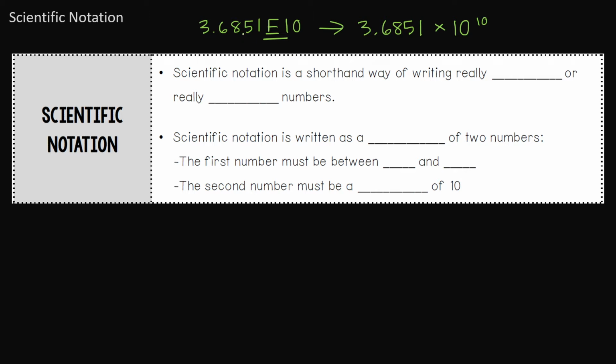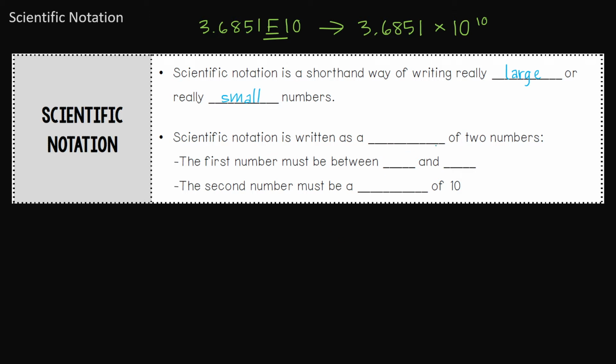What this does is it allows us to simplify or kind of condense numbers that are too large to fit on our calculator accurately. So let's fill in these notes here. So scientific notation is a shorthand way of writing really large or really small numbers. And the size of the number really just depends on the exponent.